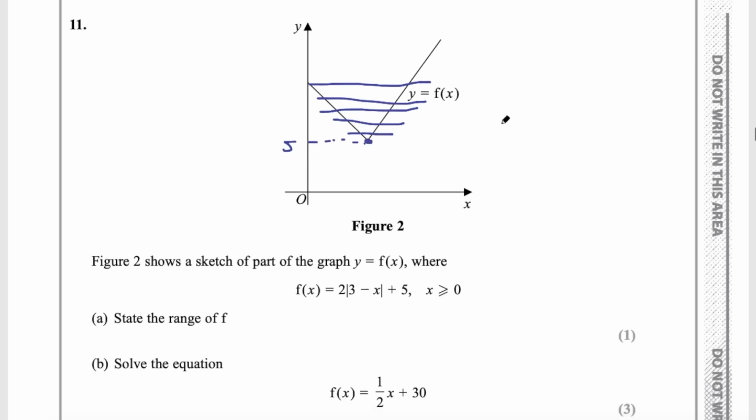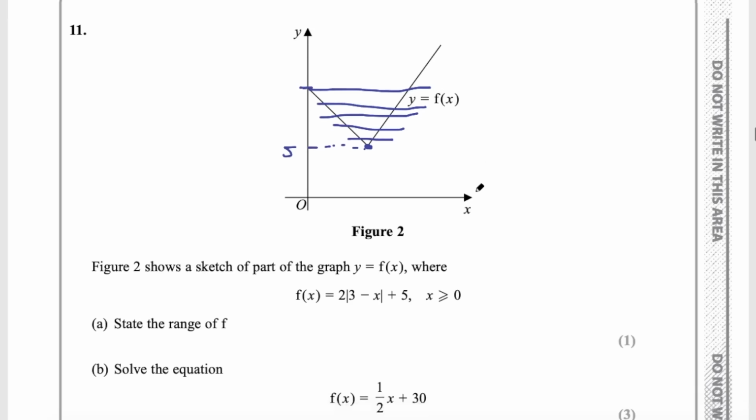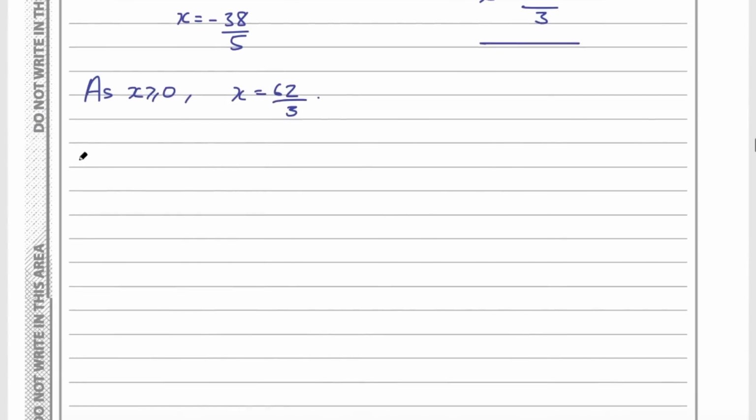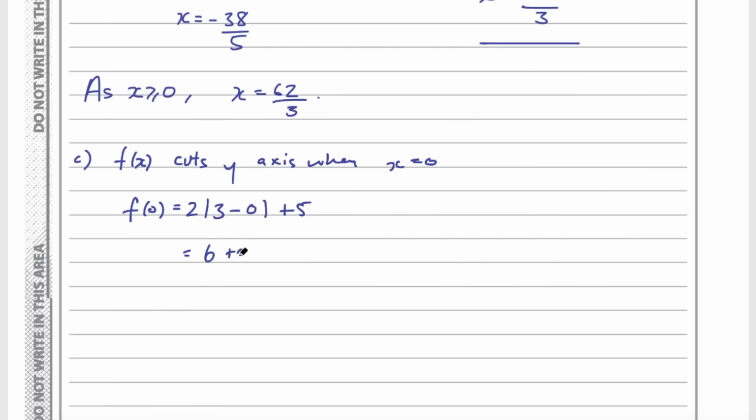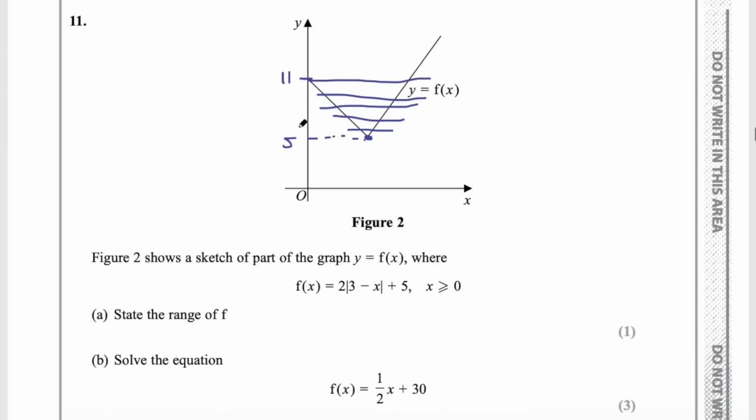So we know the minimum was 5. We worked that out in part A. We just need where the graph cuts the y-axis. So we need this value here, and we can find that by setting x equal to 0. So for part C, f of x cuts the y-axis when x equals 0. So therefore f of 0 equals 2 absolute value of 3 minus 0 plus 5. And that's 2 multiplied by 3, 3 minus 0 is 3. So 2 times 3 is 6 plus 5 equals 11. So that value up here, where the graph cuts the y-axis, is 11. So that's the range of values that k could have. Again, it couldn't be down here, it couldn't be up here, so it could only be between 5 and 11.